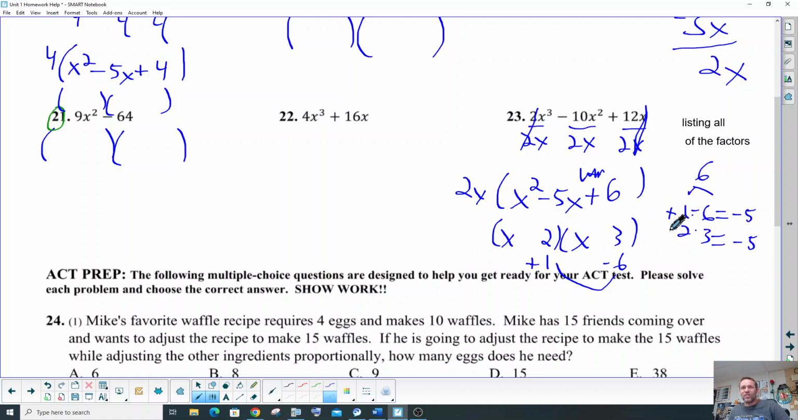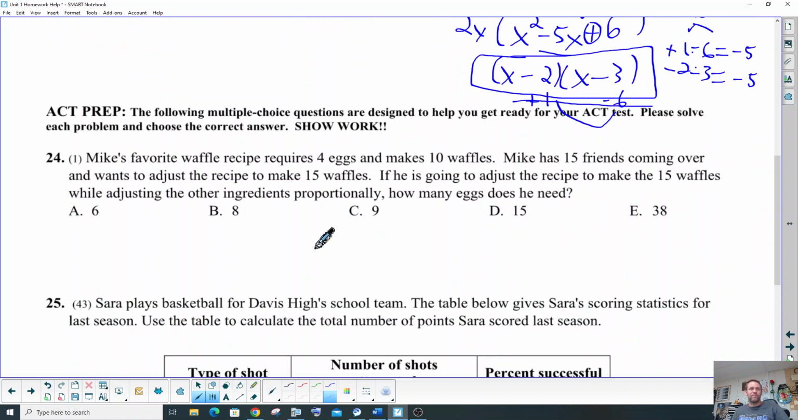So it's probably going to both have to be negative. That's correct, because a negative times a negative is a positive. So negative 2 and negative 3 multiply to positive 6, which is what we wanted. And then negative 2x and negative 3x, add them together, you get negative 5x. Woo, middle term. So our two answers are x minus 2 and x minus 3.